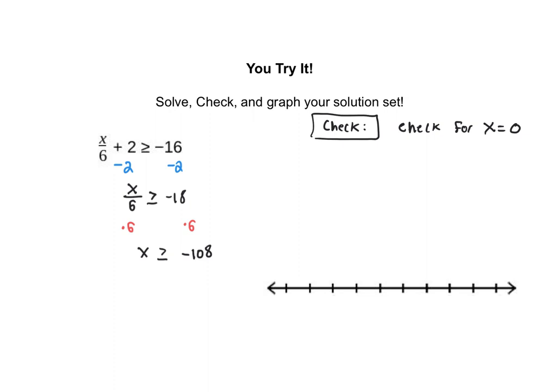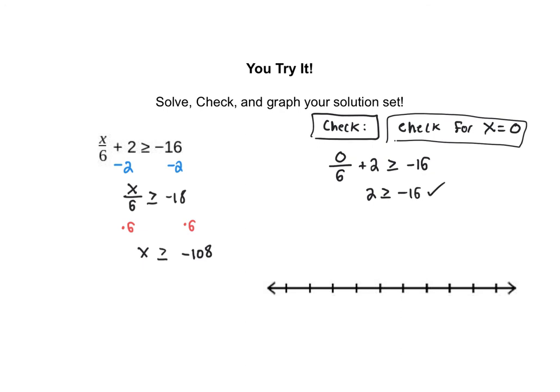Okay, my answer was x can be greater than or equal to -108. So since 0 is a part of my solution set, because that is indeed a larger value than -108, I'm going to check for when x equals 0. And indeed, 2 is greater than or equal to -16, so I know I have the correct solution.